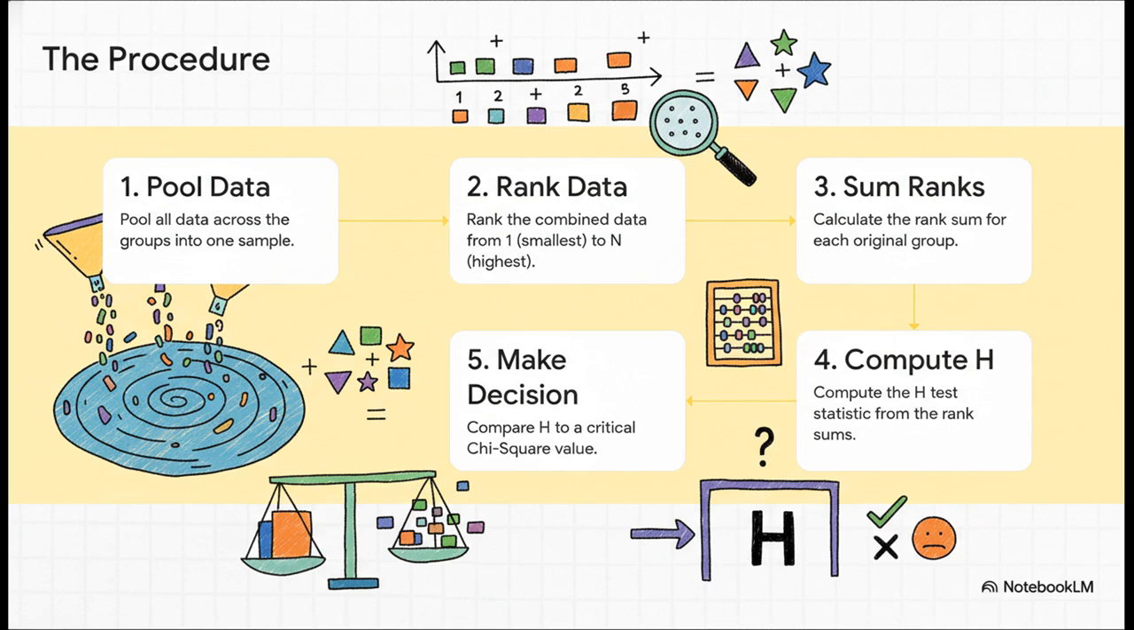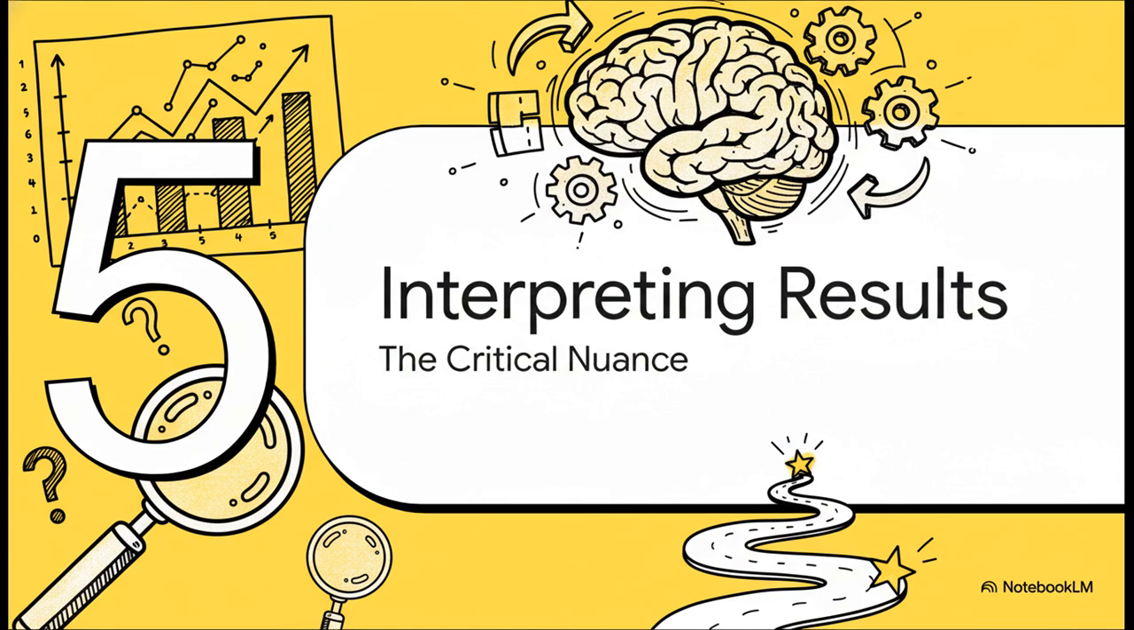That's it. What you're really looking for is whether the high and low ranks are spread out pretty evenly, or if one group is hogging all the high ones or all the low ones. The test statistic, that H value, is just a way to put a number on that observation so we can make a clear decision.